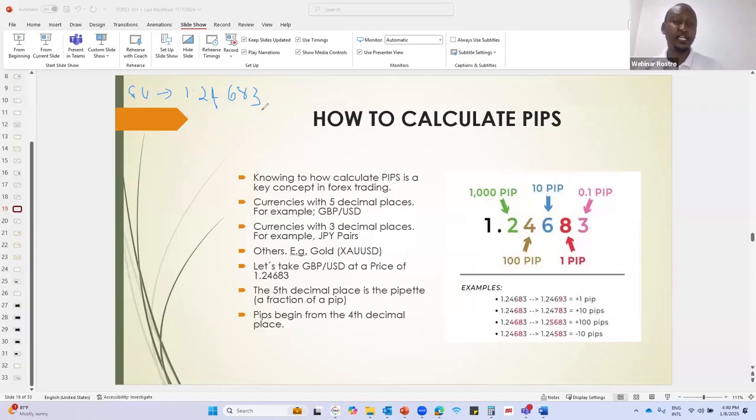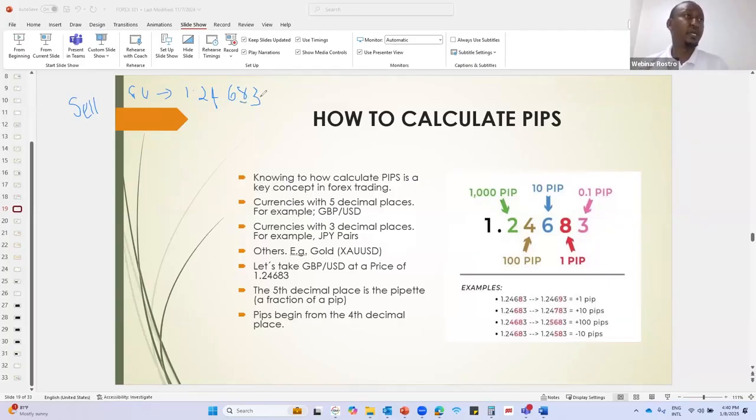So there is no finding X, there is no finding Y, or those stuff, right? Very simple. So let's take the first scenario, a sell scenario. A sell example: we want to sell GBP USD for 20 pips. So we begin counting pips from the 4th decimal place, this is where we begin counting pips.